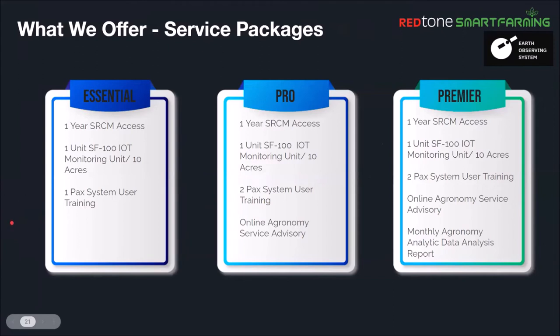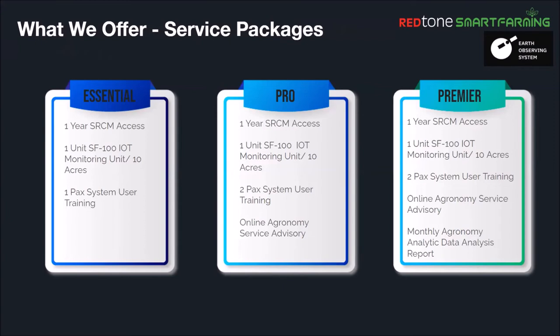So we have designed three packages, namely Essential, Pro, which stands for Professional, and Premier, depending on the level of support the customers may require. This solution combines our EOS crop monitoring satellite-based analytics with the hardware or IoT sensor-based solutions offered by REDtone. It's a combination of these two solutions which we aim to extend to the customers in Malaysia. The level of support will depend on the requirements of the customers.